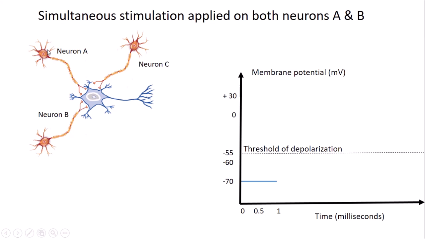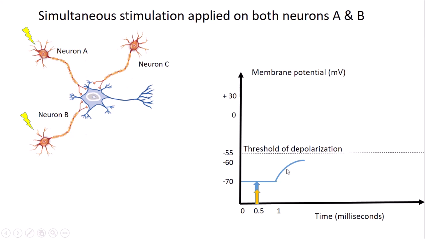What if we combine the efforts of A and B? Cooperative, just like my children, working together to get what they need. If we apply a stimulation on A and B at the same time, we notice that this time, what happened? We obtained an EPSP, still not reaching the threshold, but this time it has a larger amplitude.